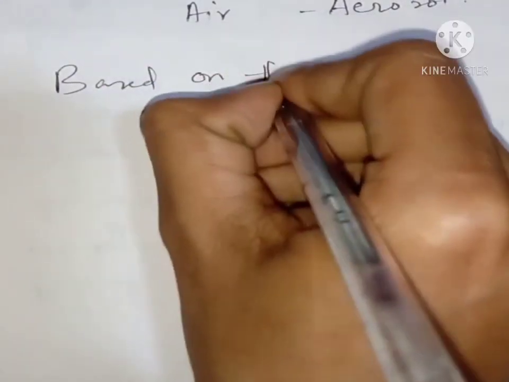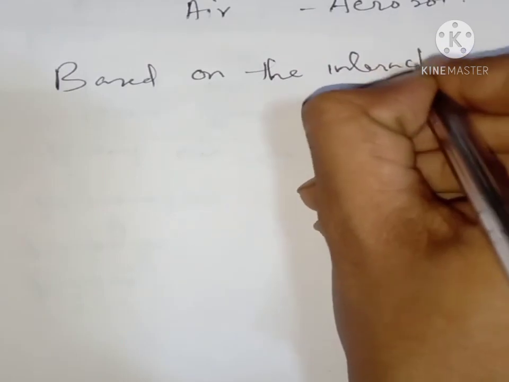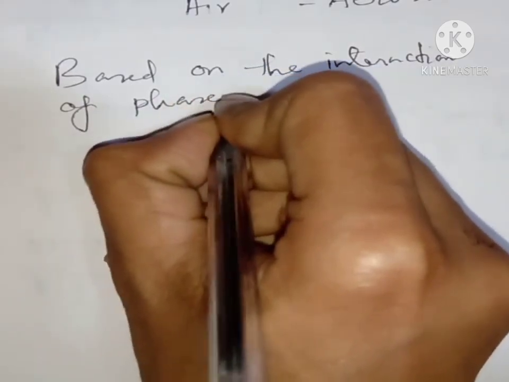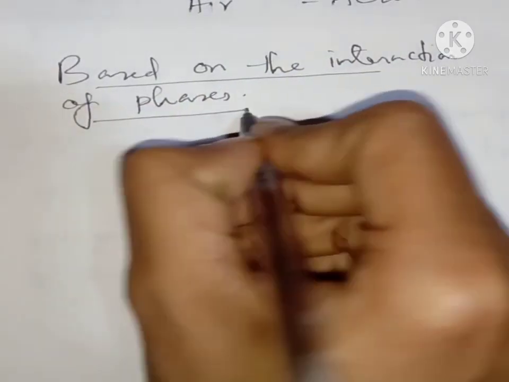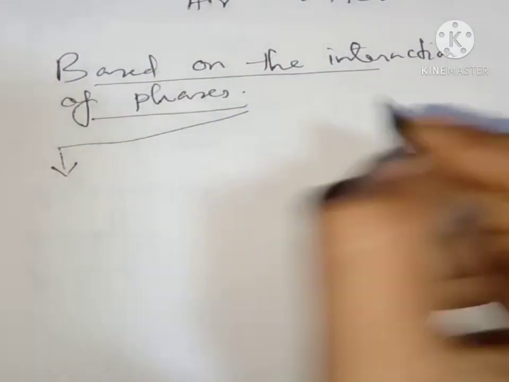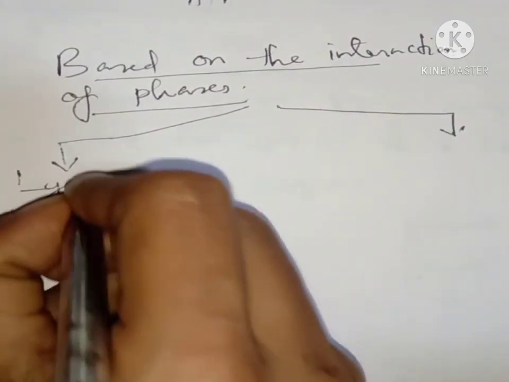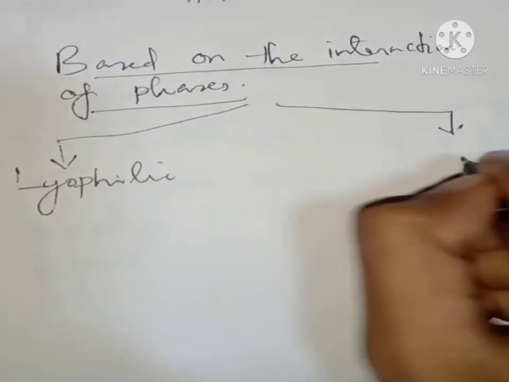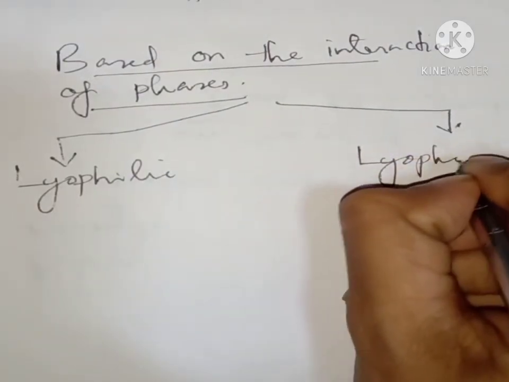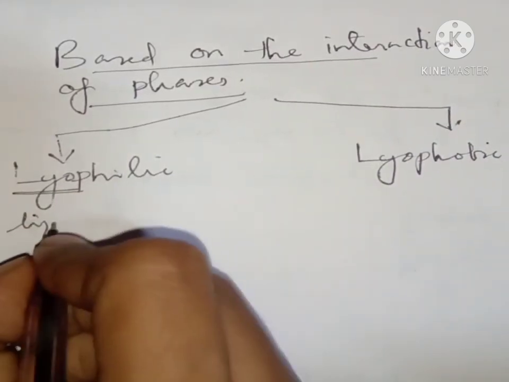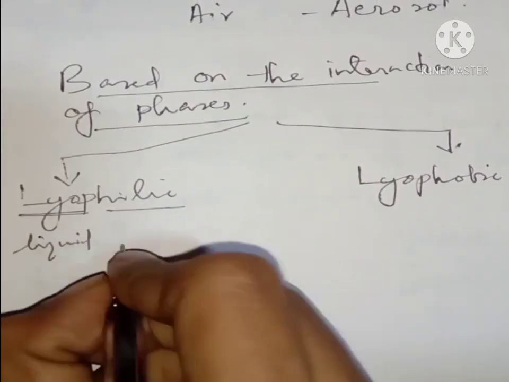Then next classification, based on the interaction of phases. Based on the interaction of phases, colloids are mainly classified into 2. The first one is lyophilic and the next one lyophobic. Lyo means liquid and philic means loving.